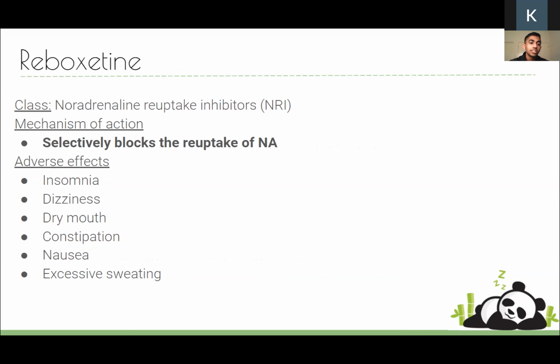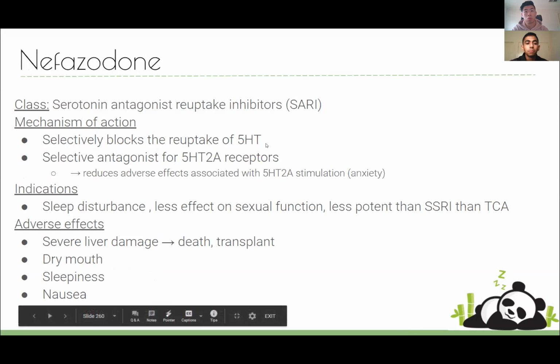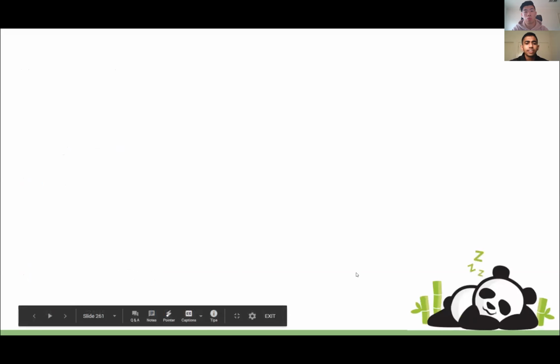Okay, there's reboxetine. That's a noradrenaline reuptake inhibitor that selectively blocks reuptake of noradrenaline. There's nefazodone, which is a SARI, so a serotonin antagonist and reuptake inhibitor. So it's going to not only block the reuptake of serotonin, but block their receptors as well, which is also used in anxiety. It's less potent than the SSRIs and the TCAs as well. Not important. The side effects.